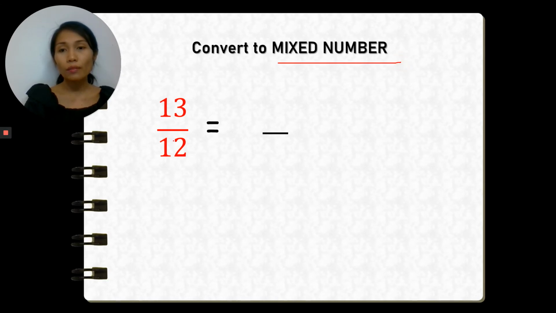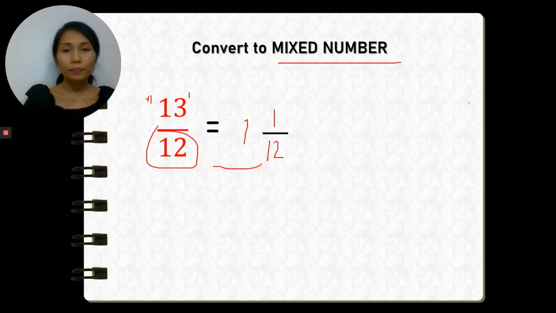Okay, how many 12s are there in 13? Obviously, there's only one 12 in 13. But 1 12 is just 12, so we will need one more to get 13. So that will be the numerator, and then the denominator is 12. Just copy 12 here. When you divide it like this, 13 divided by 12 equals, there's only 1. 1 times 12 equals 12. 13 minus 12 is 1.